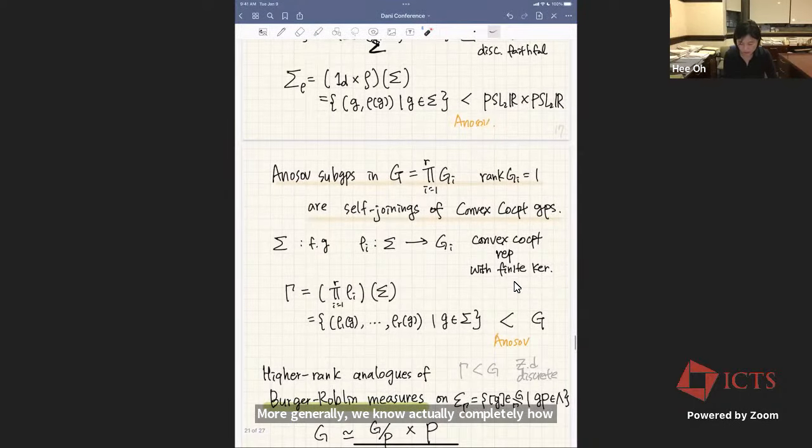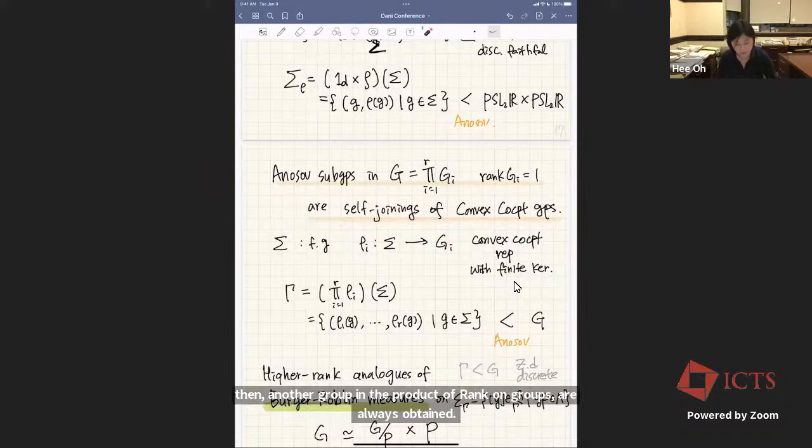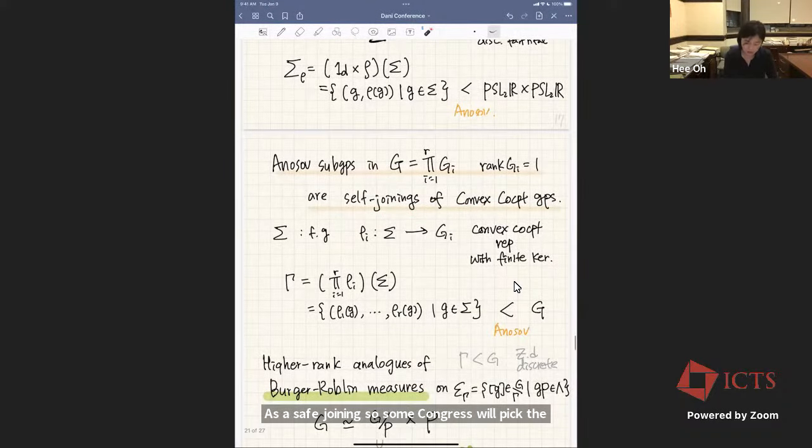So this is a statement. Consider the product of rank 1 simple algebraic groups. G is the product of G_i, and suppose the rank of each G_i is equal to 1. Then Anosov groups in the product of rank 1 groups are always obtained as self-joinings of some convex cocompact groups. More precisely, let sigma be any finitely generated group, and let rho_i be a convex cocompact representation of sigma to G_i with finite kernel. Convex cocompact representation means that the image is a convex cocompact subgroup of G_i. And we also assume that the representation has finite kernel.